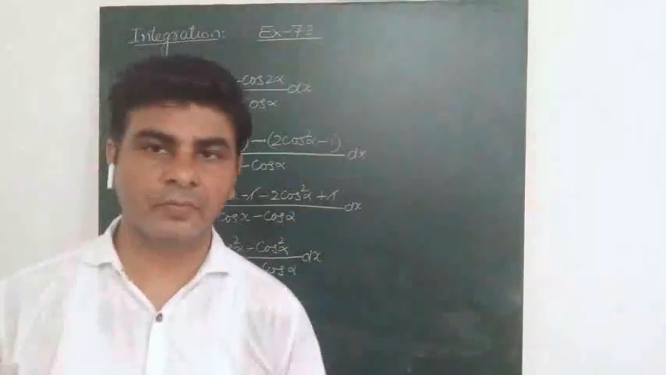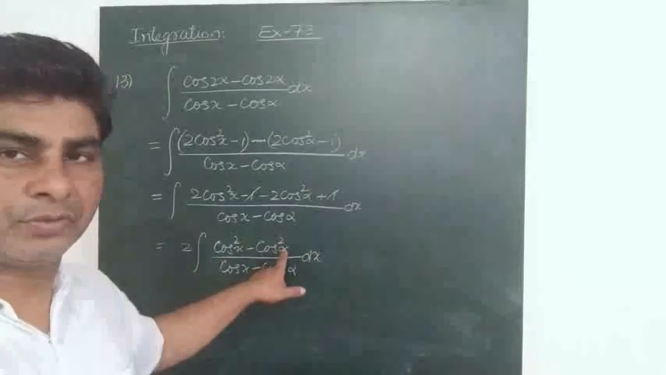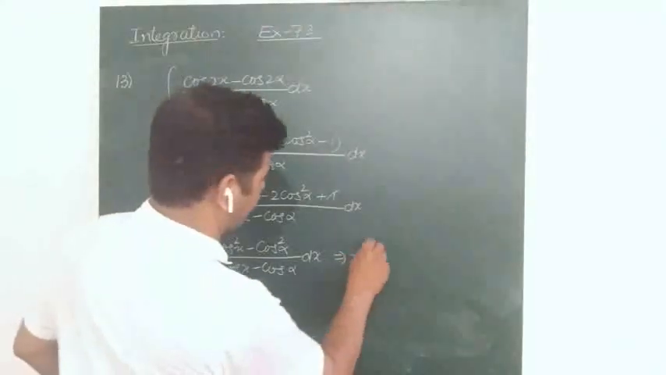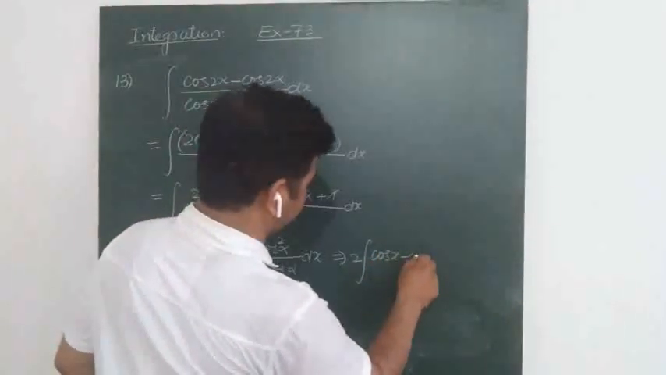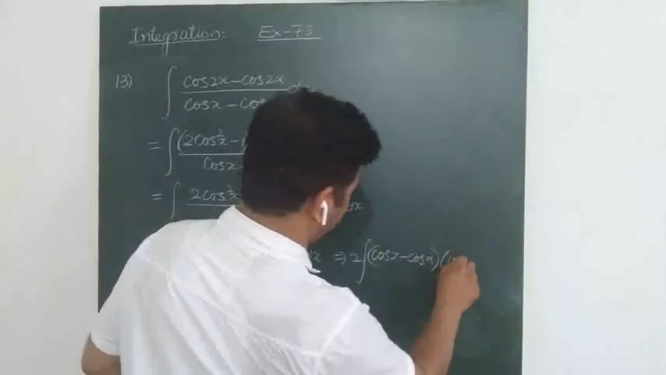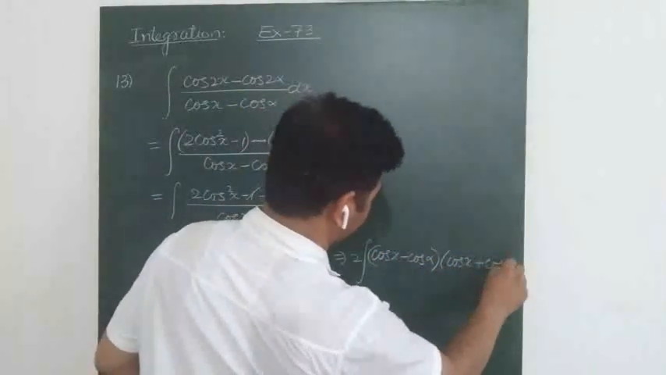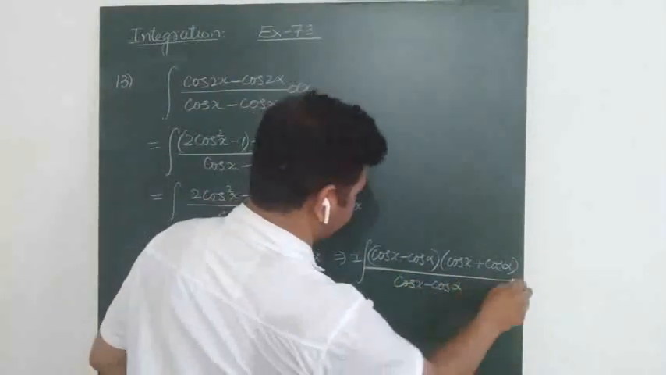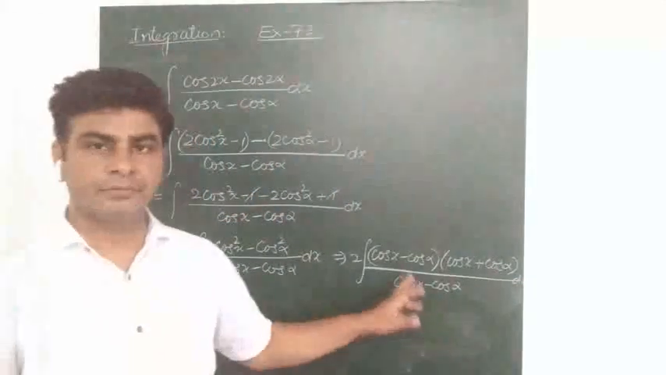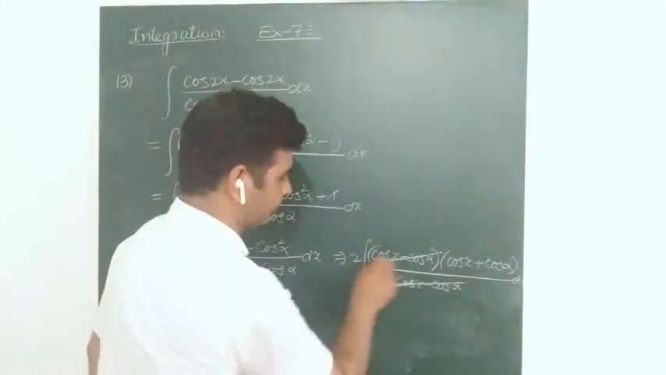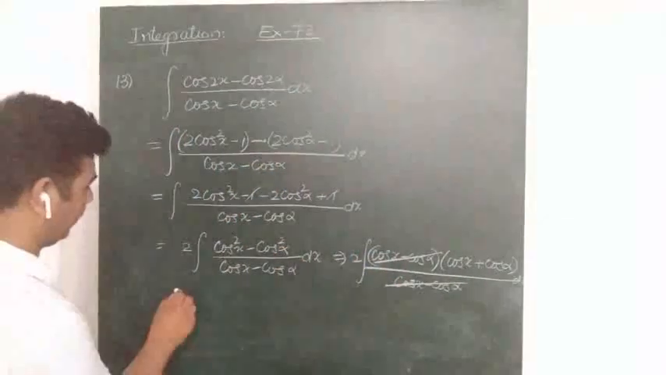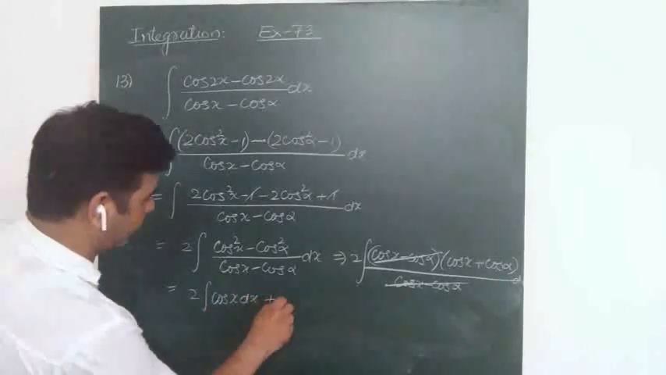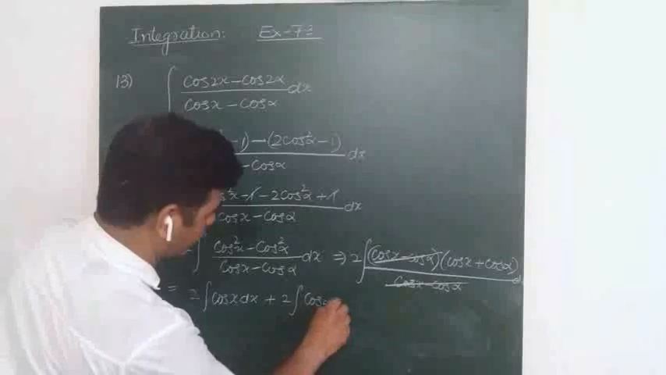Let's see. Numerator is your a square minus b square. After using identity, this can be written in form of a minus b into a plus b divided by cos x minus cos alpha. Let's see. One term will be cancelled out. Both are same. So integration of cos x can be done separately, and integration of cos alpha can also be done separately.